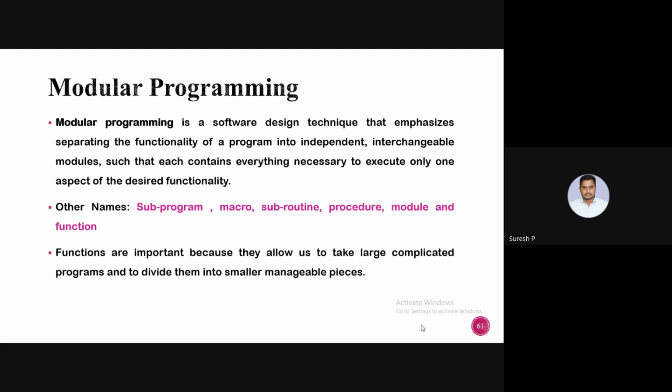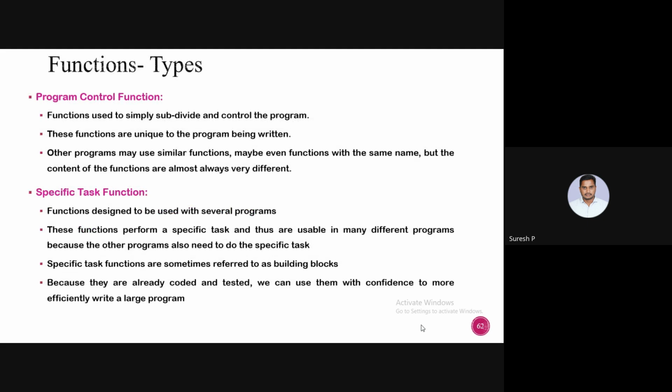Here these modules are very, very important, by which we can break a large, complicated application into smaller manageable pieces. So the function is very important, because the function enables modular programming. For example, in C, C++, and Python, we have functions, and that function enables the modular programming feature. Generally, we have two types of function here: one is the program control function, and the other is the specific task function.